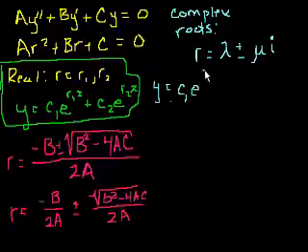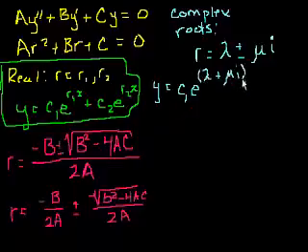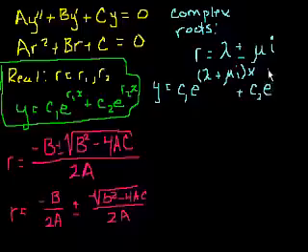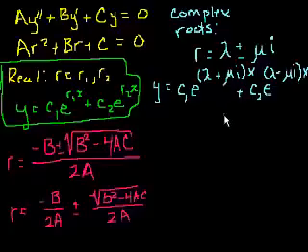So lambda plus mu i, all of that times x, plus c2 times e to the second root. So that's going to be lambda minus mu i times x. And let's see if we can do some simplification here, because that i there really makes things kind of crazy. So let's see if we can do anything to either get rid of it or simplify it.